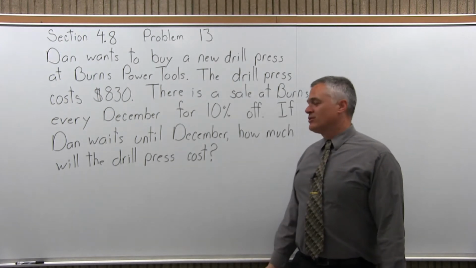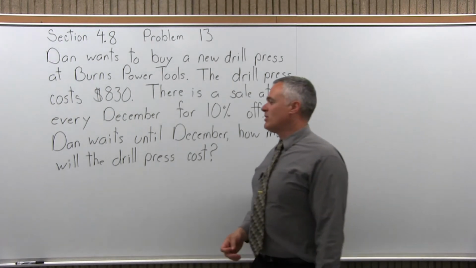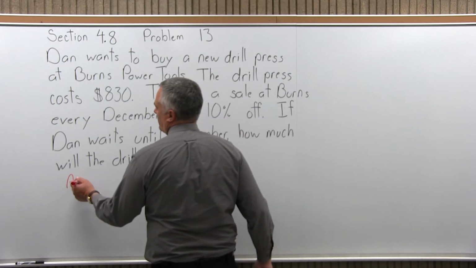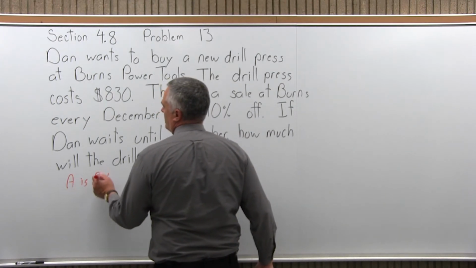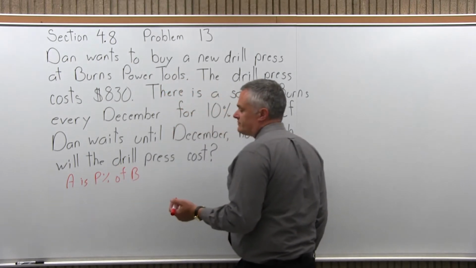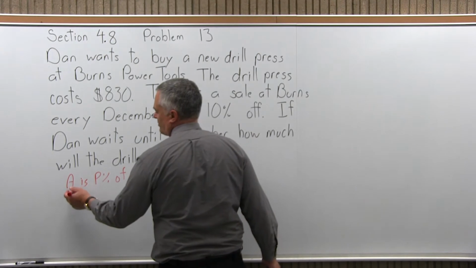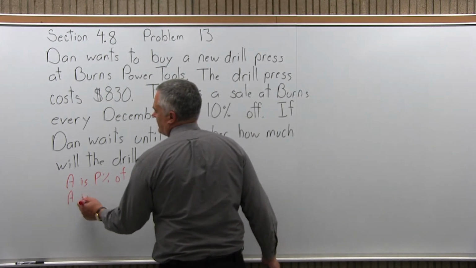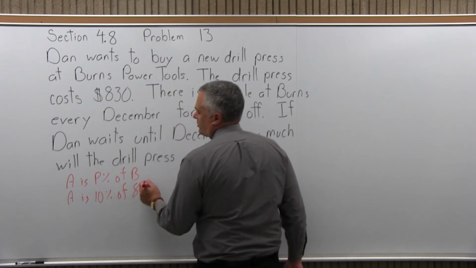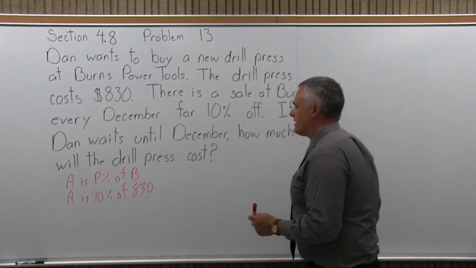Now, not everybody is that good, and the way to make it fit the format of the problem is you're supposed to ask, can I write it in the form A is P% of B? Well, how much am I going to get off on the drill press? A is 10% of 830. That puts it in the format that I want to see it.